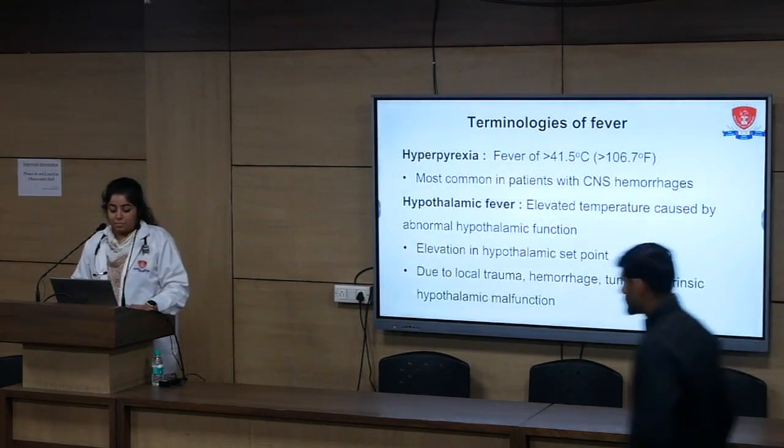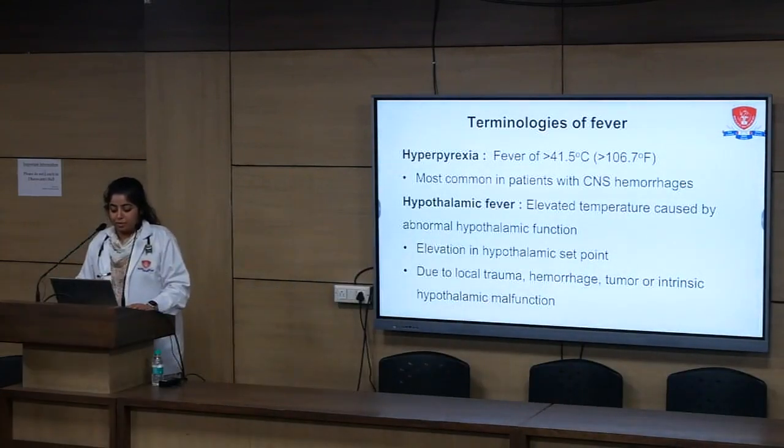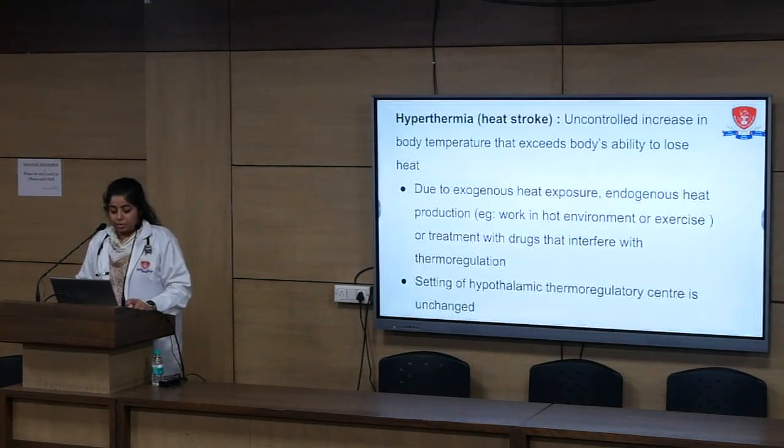Coming first is hyperpyrexia, which is a fever of more than 41.5 degrees centigrade, and it is most common in patients with CNS hemorrhages, mostly pontine hemorrhages. Next is the hypothalamic fever, which is an elevated temperature caused by abnormal hypothalamic function. There is an elevation in the hypothalamic set point, and it occurs due to local trauma, hemorrhage, tumor or intrinsic hypothalamic malfunctions.